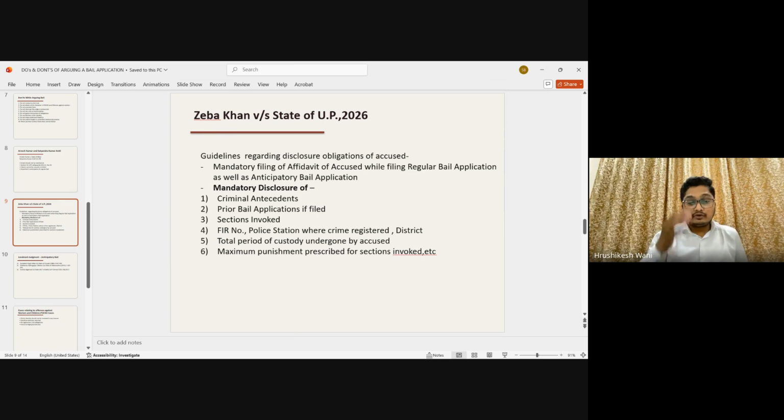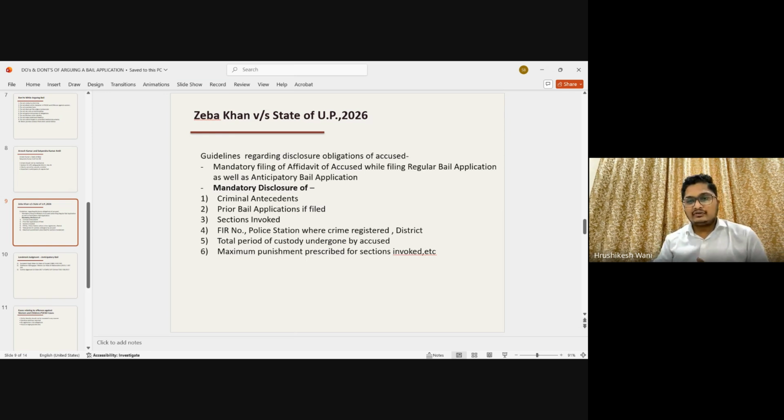हाँ. So now we'll come to how a bail application should be drafted. Recently, a few days ago, the Honorable Supreme Court has issued guidelines under this case of Zeba Khan versus State of Uttar Pradesh, wherein, while drafting a bail application, you can note it down from the slide. You should also note the name of the case, so you can read it afterwards.